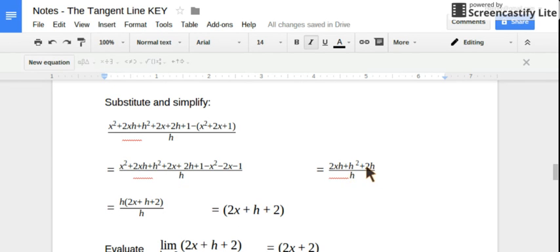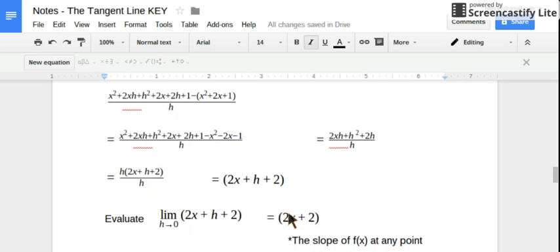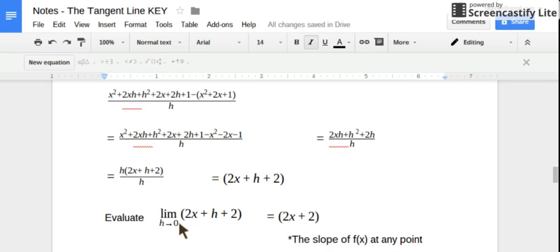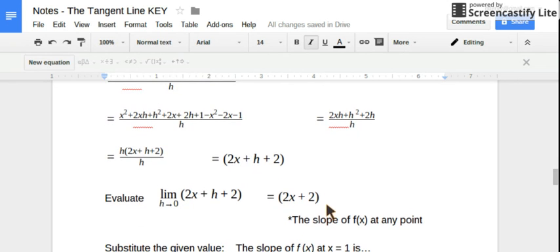So on the top, all of your terms have an h. Let's factor that out, leaving behind 2x plus h plus 2. Cancel your h's, and then you're finally left with 2x plus h plus 2. Now we can evaluate that limit as h approaches 0 and plug a 0 in for h, which gives us our final slope equation, which is 2x plus 2.